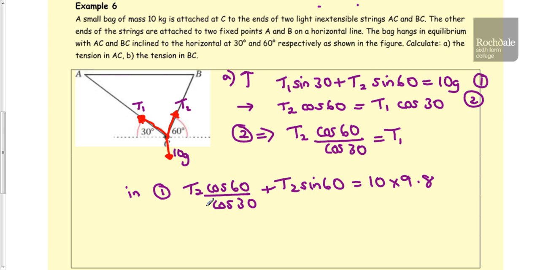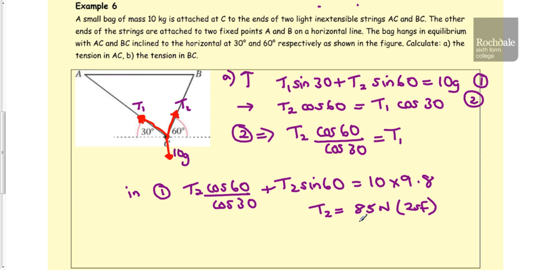So in your calculator, if you now type in cos 60 over cos 30, that tells you how many T2s we have here. Add on sine 60, and that'll give you the total number of T2s on the left hand side. Once you've done that, you'll then be able to solve the equation by dividing through by that coefficient of T2, and when you've done that, you should get something in the region of 85 newtons to 2 SF.